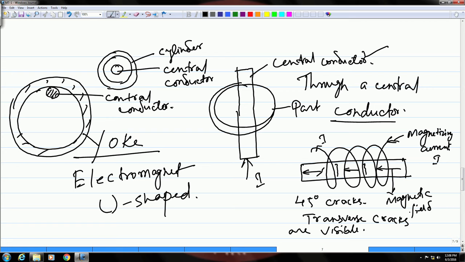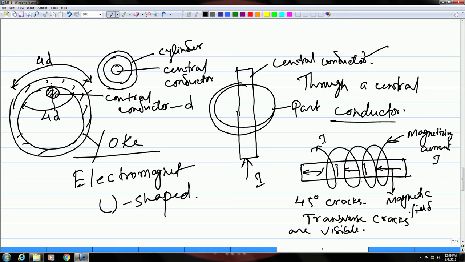If the diameter of this central conductor is, let us say, D, then in this case you would be able to cover a distance along this which will be equal to 4D, 4 times the diameter of the central conductor. That will be the effective distance of magnetization when you use a central conductor like this at a part which is bigger and the conductor is placed in contact with the wall of the part at a particular location. Along the circumference, the distance that you can magnetize in this case will be 4 times the diameter of the central conductor.